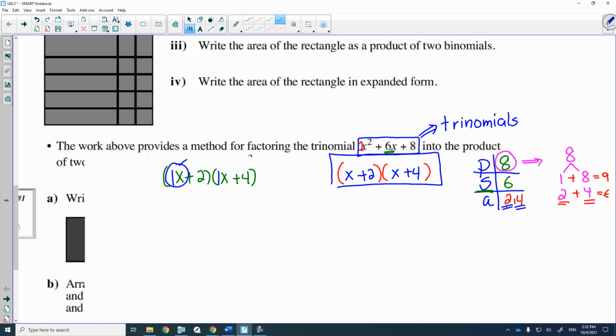I would circle that first term of the first bracket and distribute it into the second bracket. 1x times 1x is 1x squared. 1x times 4 is plus 4x. Then I would circle the second term of that first bracket and distribute it in. 2 times 1x is plus 2x, and 2 times 4 is plus 8. If you were to gather your like terms together, 4x and 2x is 6x. Bring down that plus 8 and bring down that 1x squared.